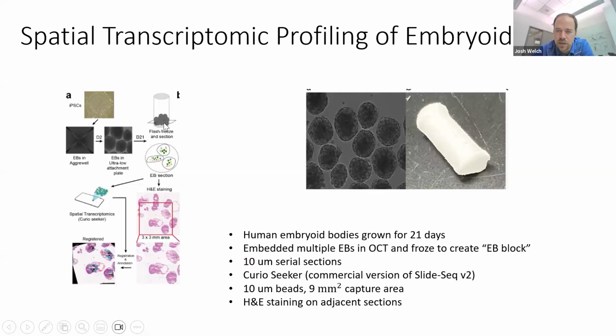And so then a cross-section of this ice block will show you a plane that passes through multiple embryoid bodies. And then we took one of those sections, performed H&E staining on it, and then took the next section and performed Curio-Seeker spatial transcriptomics on it. So then we can register the H&E stain section to the Curio-Seeker spatial transcriptomics section. And again, Curio-Seeker gives you transcriptome-wide measurements in 10 micrometer beads over a 9 square millimeter capture area.